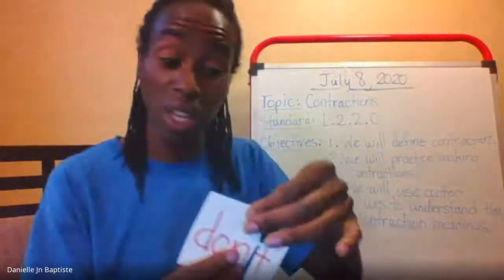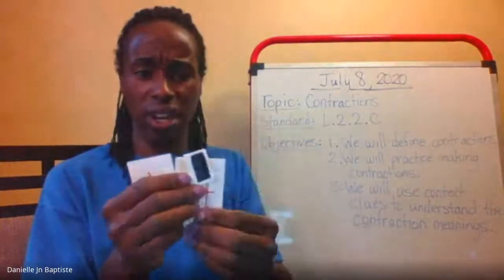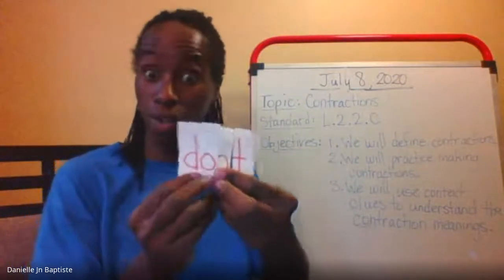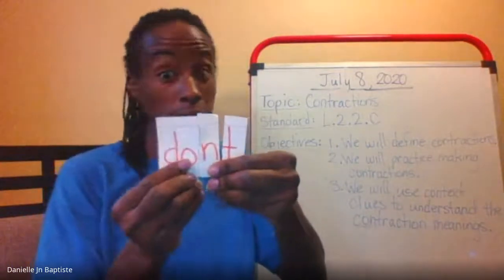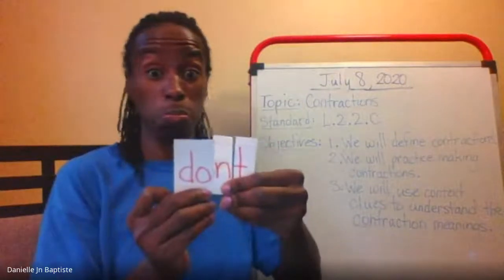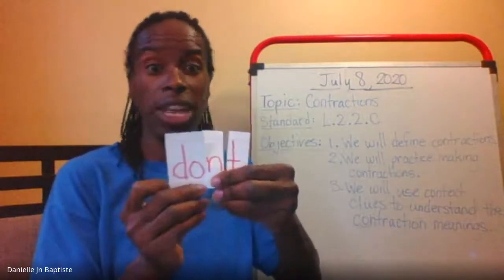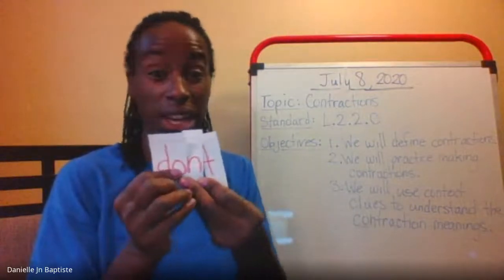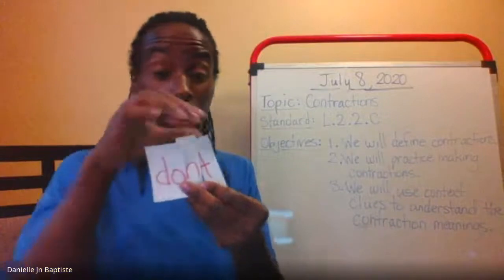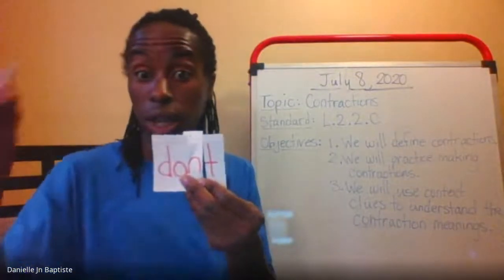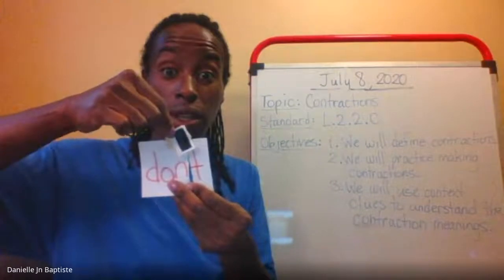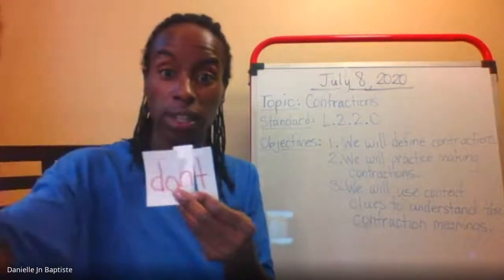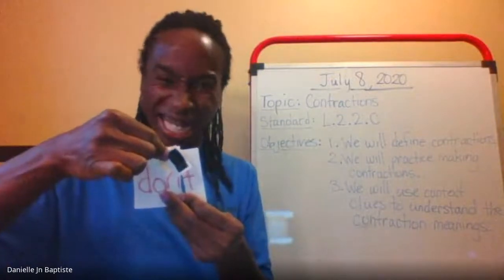is a contraction. Because if you don't have it there, let's say you take the apostrophe off, this is not don't. This word's not don't. It's not don't until you put that apostrophe there. I don't know what this is right now, but it's not don't. With the apostrophe, it's don't. No, yes, no, yes, no, yes. Oops, yes. There we go.